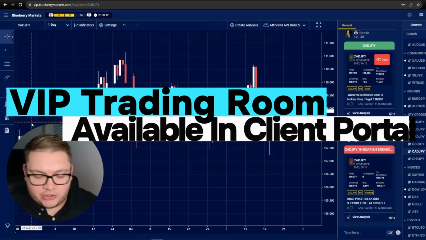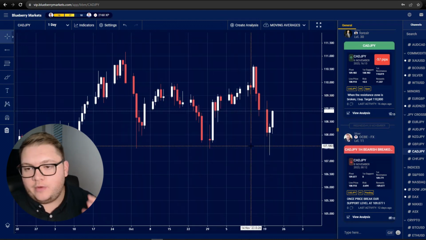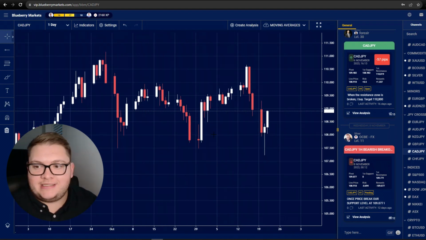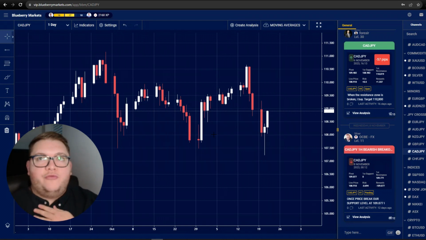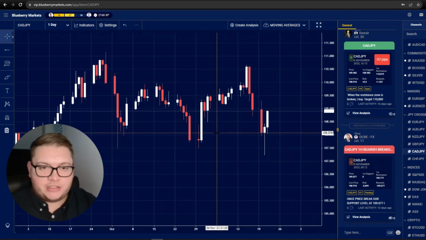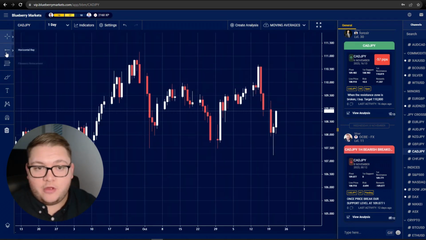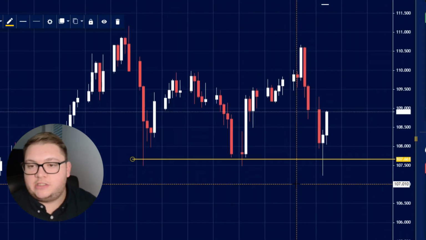I'm in the VIP trading room available to Blueberry Markets clients, and we're looking at CAD yen on the daily time frame. Now what I'm going to do is just look at the technicals here and look to see if there's any kind of ideas for traders who are looking at the risk on sentiment in the market. Now risk on will drive that yen weakness, and we can see CAD yen at the moment has been finding some support down here towards that 107.60 level.